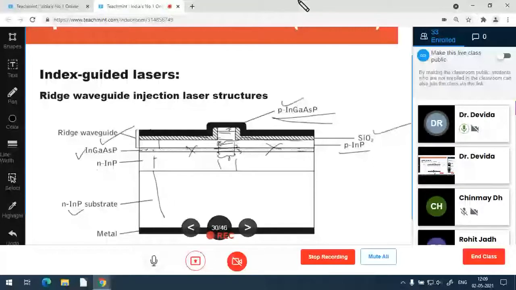This makes the condition to have the oscillation and amplification of the photon energy. So this starts lasing. So this becomes the laser, light amplification by stimulated emission of radiation. Okay.